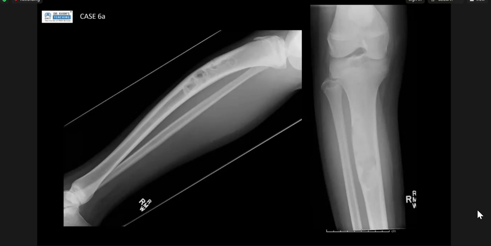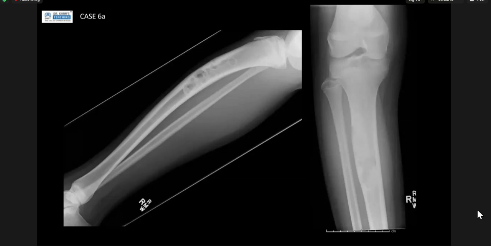I would say the lesion is non-aggressive because I cannot see any periosteal reaction or soft tissue swelling. There's a narrow zone of transition. I can see the inferior lateral borders, the inferior medial borders, superior borders. Yeah. Good.